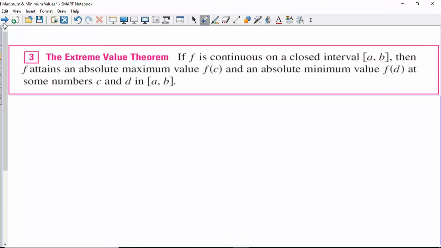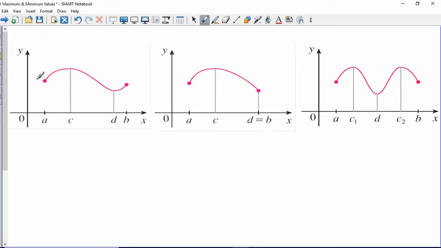So let's kind of run through some things. The extreme value theorem tells us if our function is continuous on a closed interval, so between these 2 points it's continuous, then the graph will have an absolute max and an absolute min somewhere in the interval. If you've got a closed interval, that means you don't have arrows going forever. You have a starting and a stopping point.